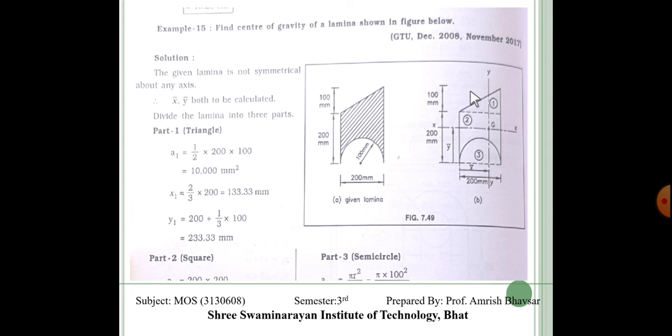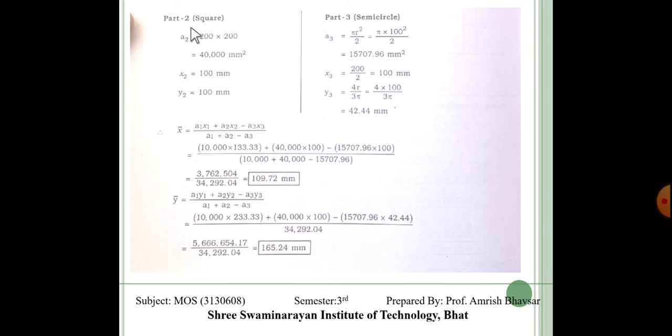So first, the triangle: 1/2 into 200 into 100, x1 is 2/3 of 200, and y1 is 200 plus 1/3 of 100. This is our shape. Now part 2, it's a square, 200 by 200, x2 and y2 are 100. Part 3, a3 is pi r square by 2, x3 is 200 by 2, and y3 is 4r upon 3 pi.